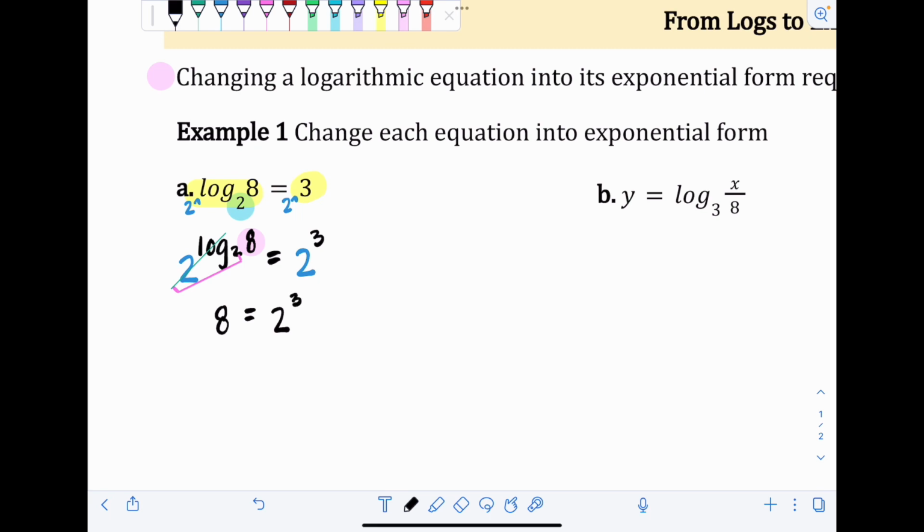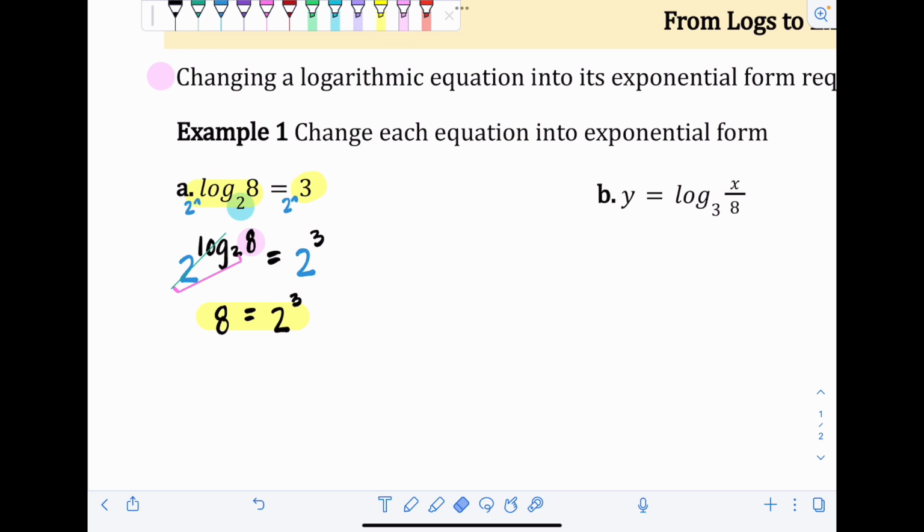And whenever you're changing the form of the equation, you should still have something that's a true statement, especially if you're not dealing with any variables. So we ended up with 8 equals 2 to the third power, which is true because 2 to the third power means 2 times 2 times 2. 2 times 2 is 4, and then times the third 2 would be 8. So we're not just pulling numbers out of nowhere. These are true statements. We're just reordering from log form to exponential.